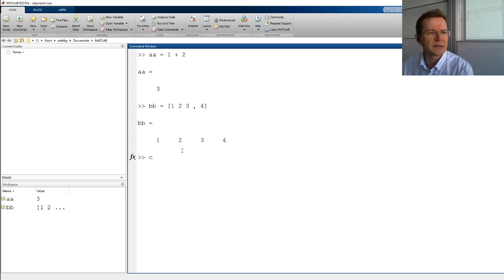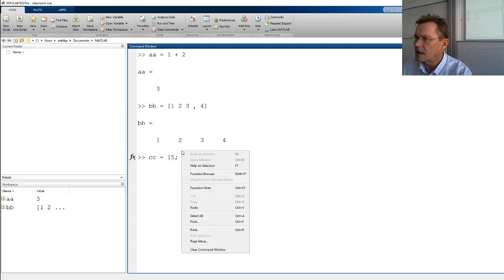Let's start with the CC. Then the separator is semicolon. 5, 6, 7, 8. All right. If you don't want that one to print out every time, the semicolon at the end is actually the command separator which suppresses the printout.